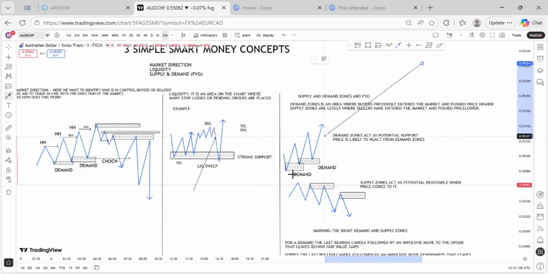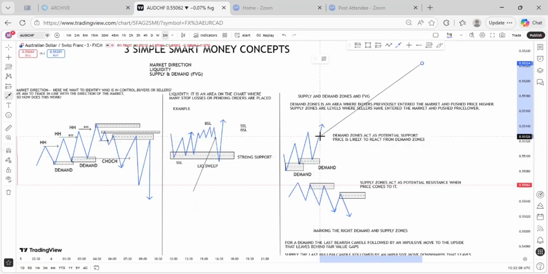As you can see over here, we have a demand zone. The buyers enter the market from this demand and push the price upwards. We have another demand over here, and they push the price upwards. So all these levels are demand zones. I said demand zones act as potential support to price whenever price comes back to them. From my example here, whenever price came back to a demand zone, it reacted and pushed up to the upside.